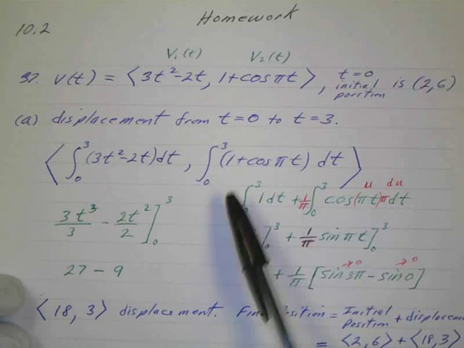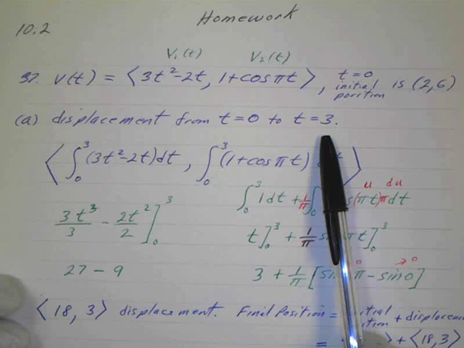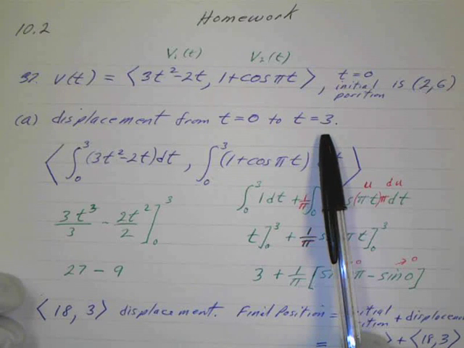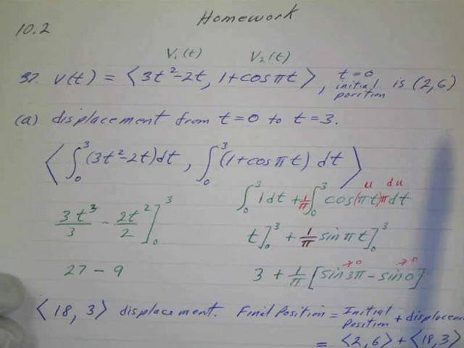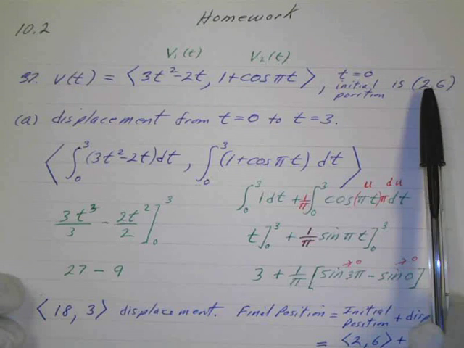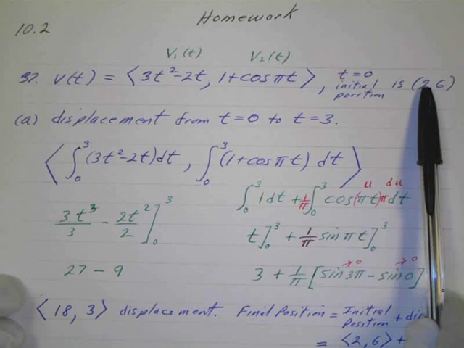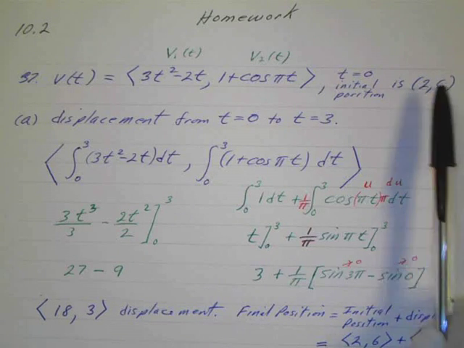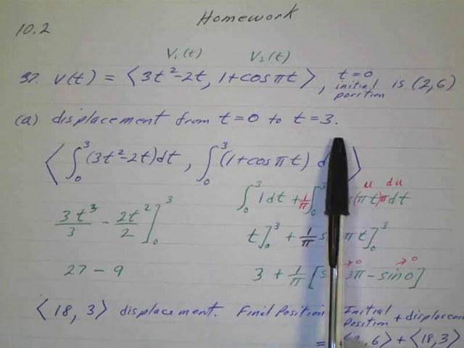That's what we have. So we want to find the displacement first of all, then we want to find the position, because they ask you to find the position of the particle at time t equals 3. So first we want to find out what our displacement is from 0 to 3, and then we'll add the initial position, then we'll get the final position. Remember, the final position is equal to the initial position plus the displacement, and that's what we're going to figure out over here.